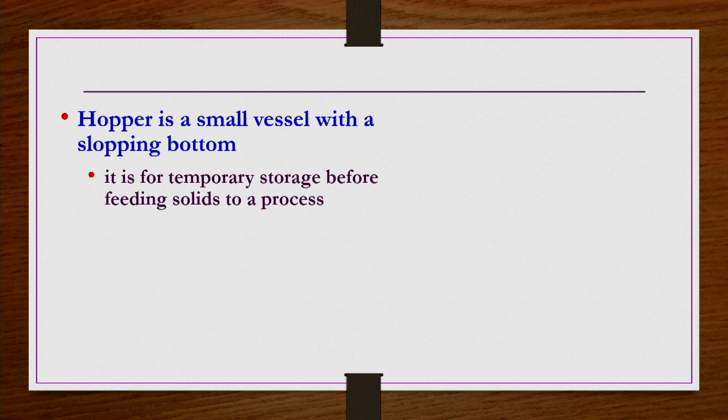So they are a temporary storage, just for feeding solids to a process, and these hoppers are small vessels with a sloping bottom. Small in the sense that compared to the bins and silos, the hopper's capacity is smaller, and usually they are located just before the process where the solids are going to be processed.